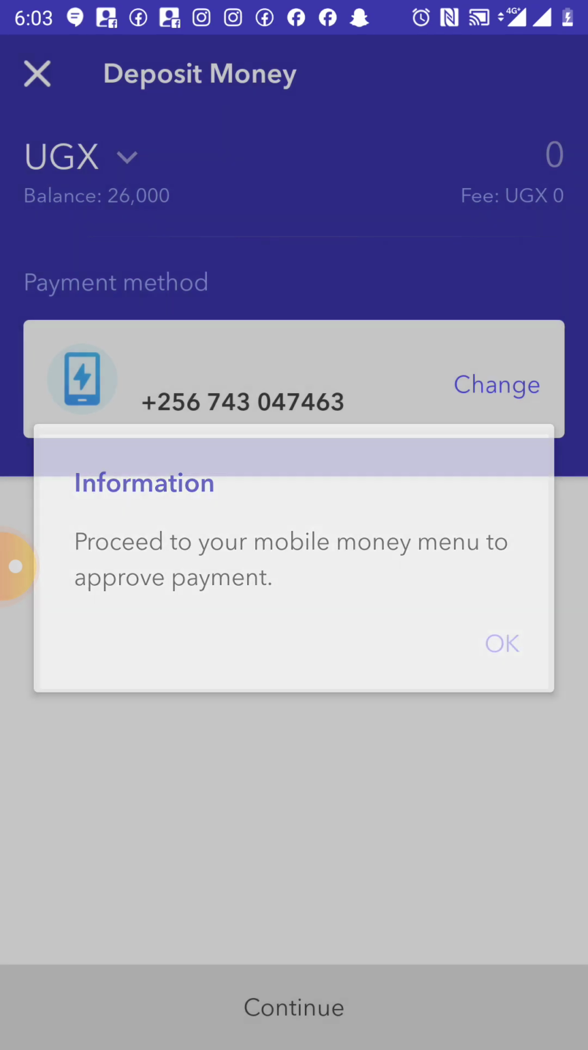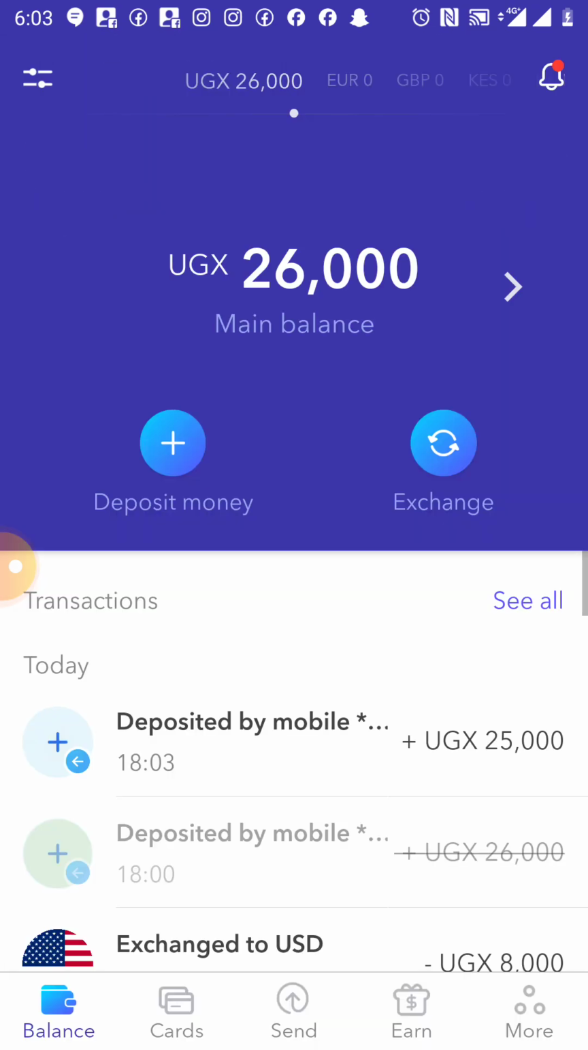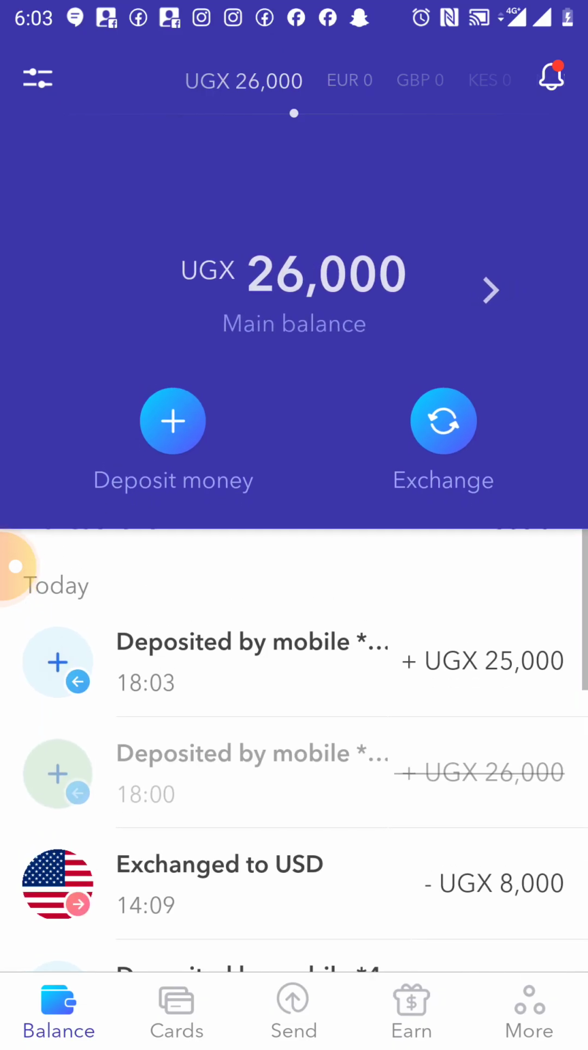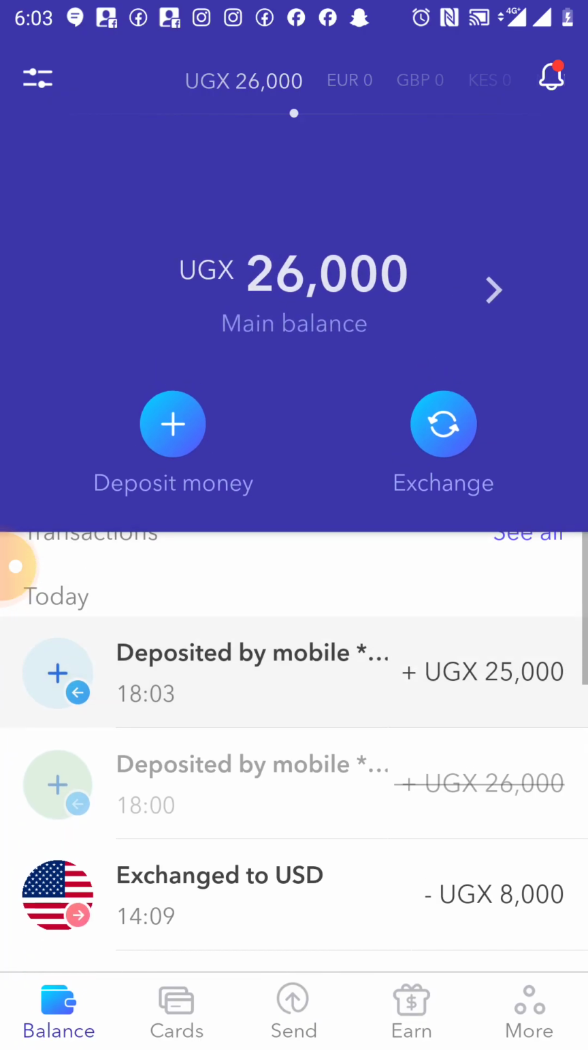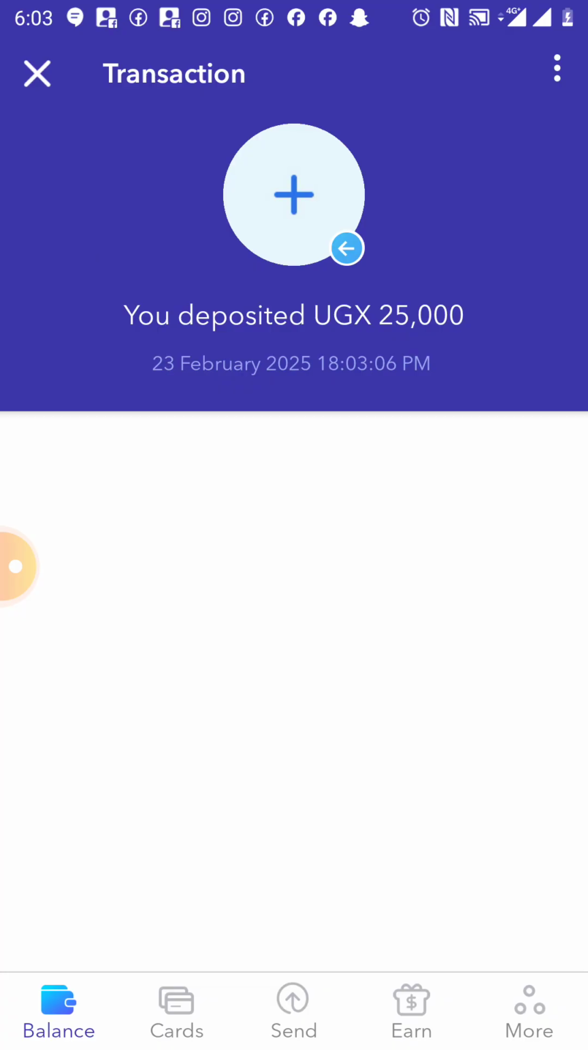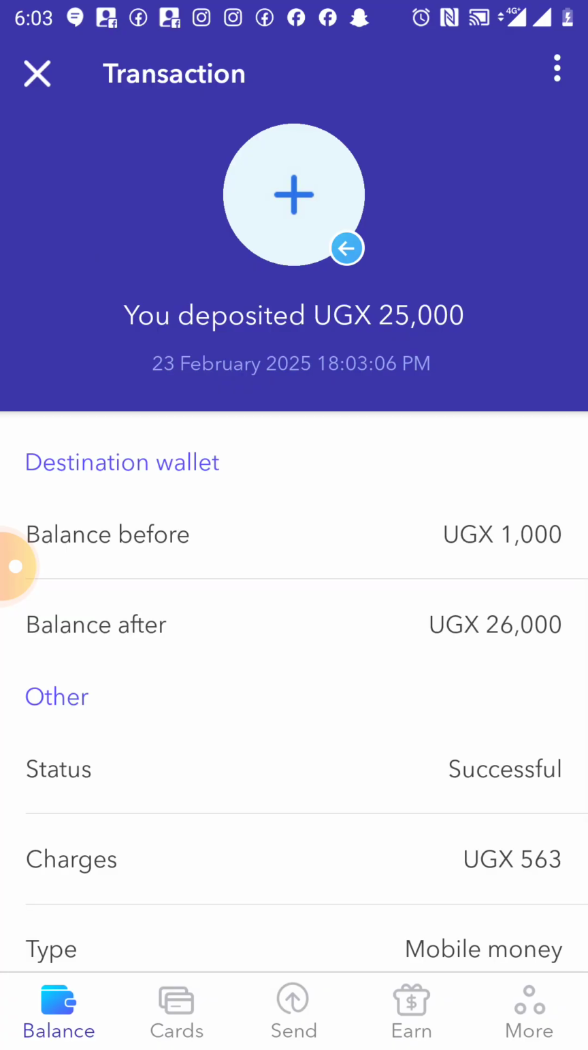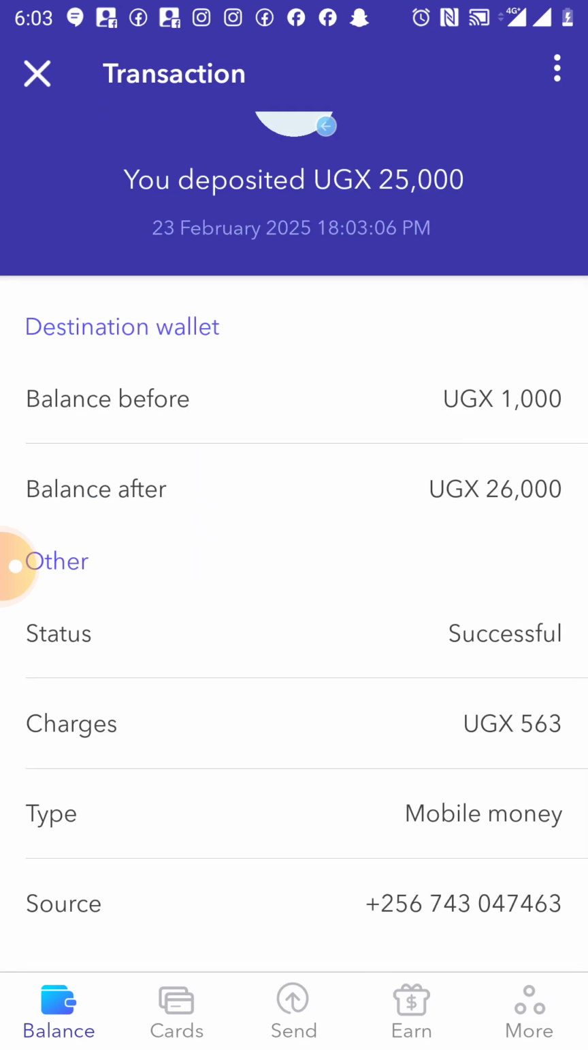I've already done this, so it just popped up, and so I deposited 25,000 as you see it here. As you see there, I deposited that amount. Your account balance right now, remember the balance before was 1,000. Then after payment, the balance is 26,000. As we talk about the status, the transaction was successful.